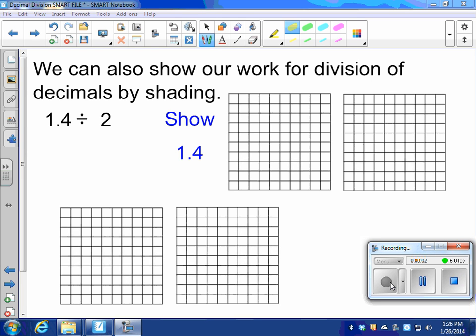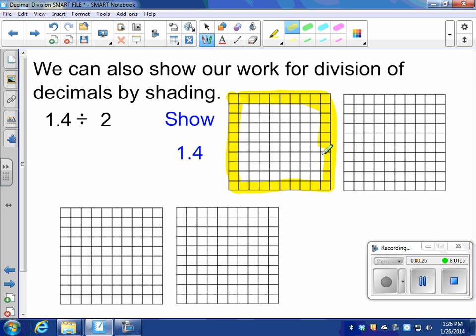Today we're going to work on a second way to show how to divide decimals by a whole number. So here we have the problem 1 4/10 divided by 2. That means we want to take 1 4/10 and divide it into two groups. So the first thing I'm going to do is show 1 4/10, and I'm going to do that by shading.